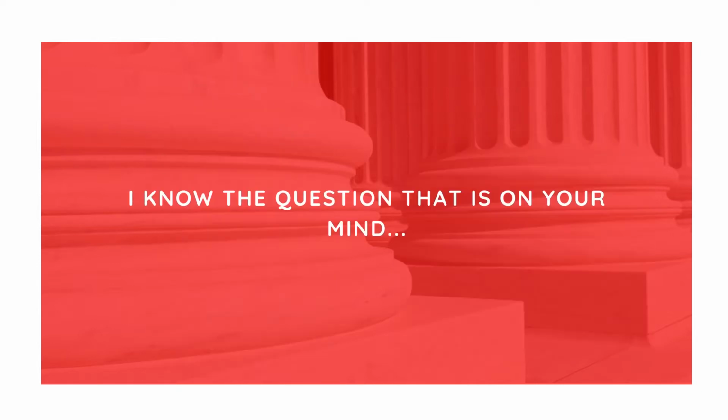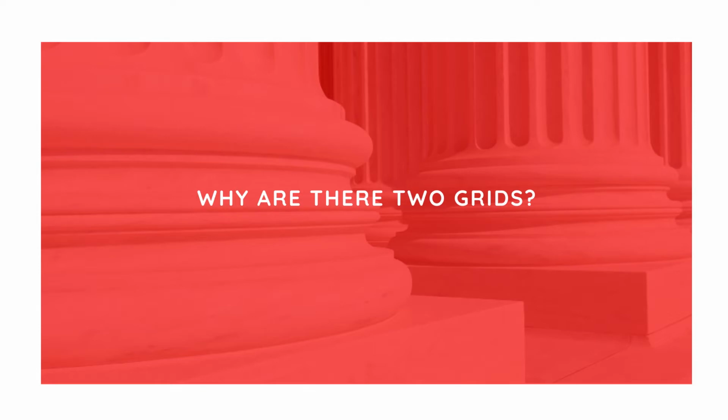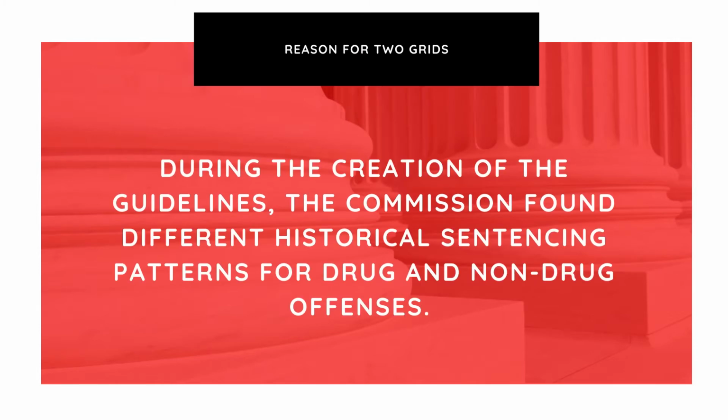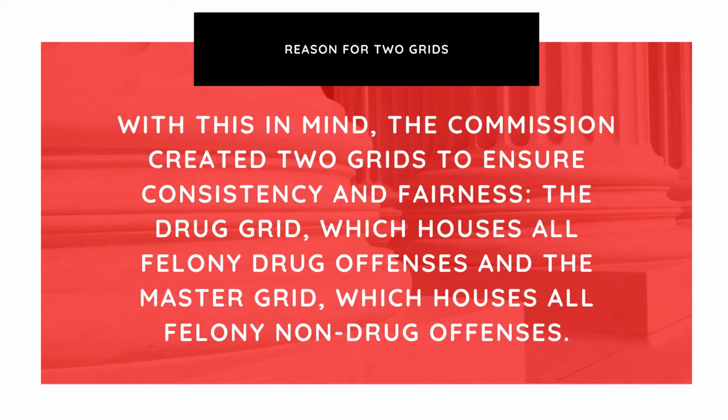I know the question that's on your mind. Why are there two grids? During the creation of the guidelines, the Commission found different historical sentencing patterns for drug and non-drug offenses. With this in mind, the Commission created two grids to ensure consistency and fairness. The drug grid, which houses all felony drug offenses, and the master grid, which houses all felony non-drug offenses.